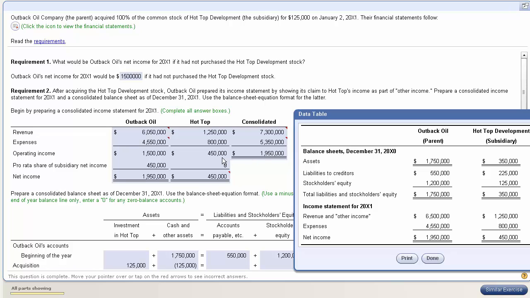Now, Hot Top had $450,000, that number right there. And since they're 100% owned, we would show that $450,000 as its 100% pro rata share of subsidiary net income, and that gets us to the $1,950,000 that we see there.